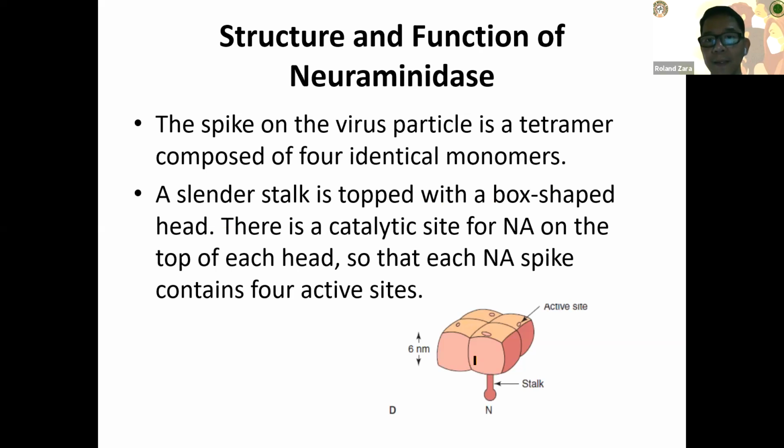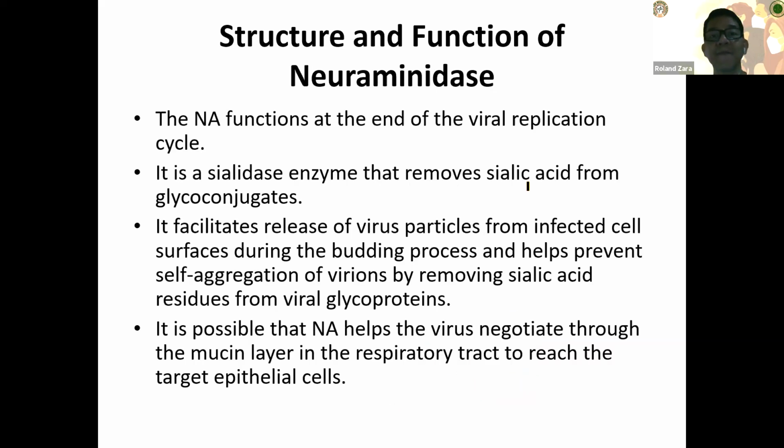So this is the hemagglutinin. This is a tetramer composed of 4 identical monomers. One monomer, 4 identical monomers. There is a slender stalk here, and on top of each is the box shape. There is also a catalytic site for your NA on top of each head, so that each NA spike contains 4 active sites. So this is your neuraminidase, and there is an enzyme here.